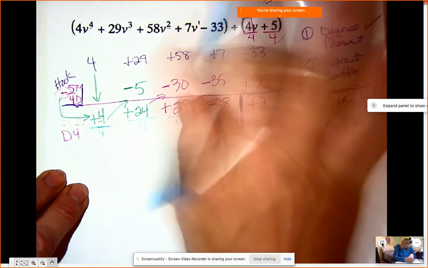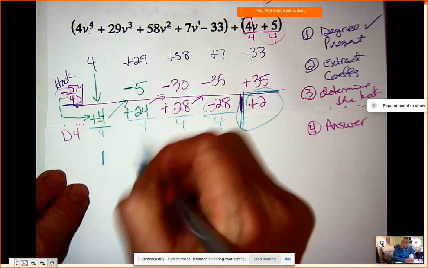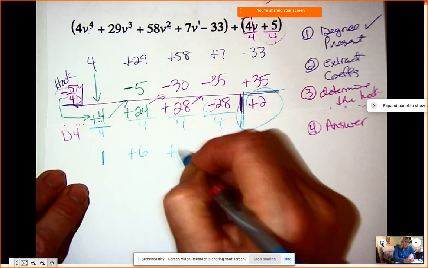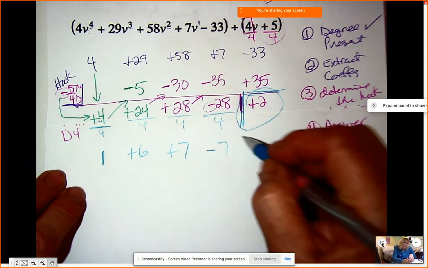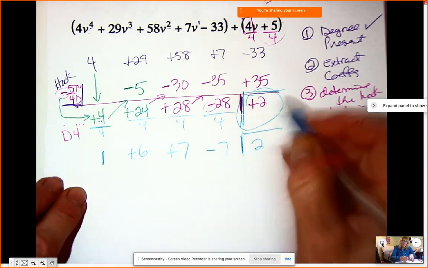Actually, the remainder, just shut up, Sweat. You get 1. Here you get 6. Here you get 7. Here you get negative 7. Remainder is still 2. We write our answer.